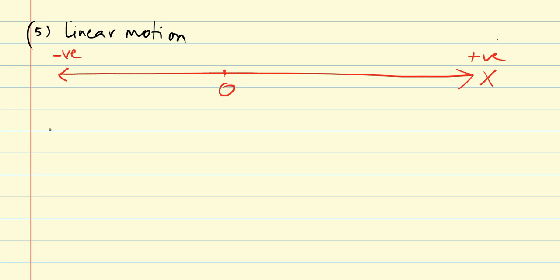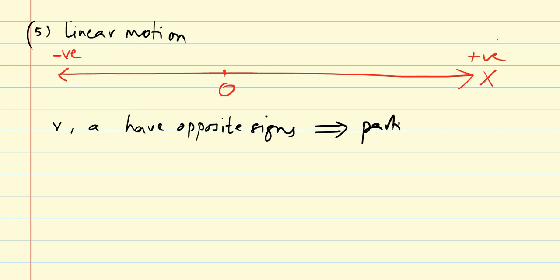Now in option A, it has been mentioned that the velocity and the acceleration have opposite signs, and the conclusion which they have drawn in option A is that if this is the case, then the particle is definitely slowing down. And we have to comment upon whether this statement is true or false. To do that, let us take an example.